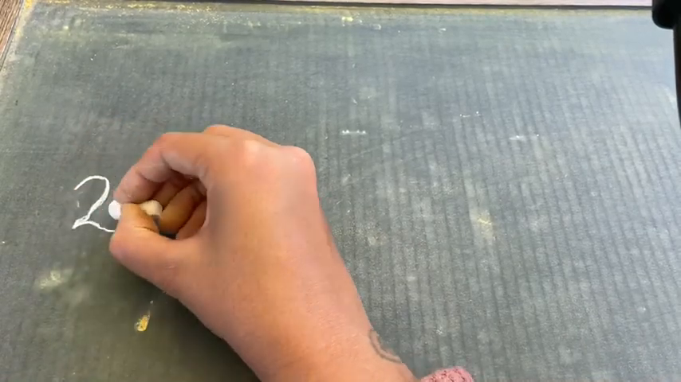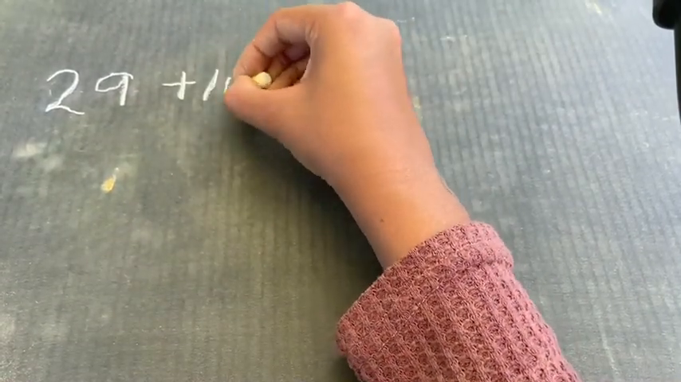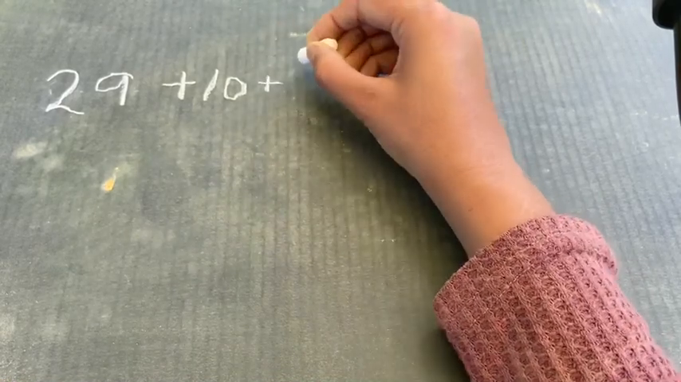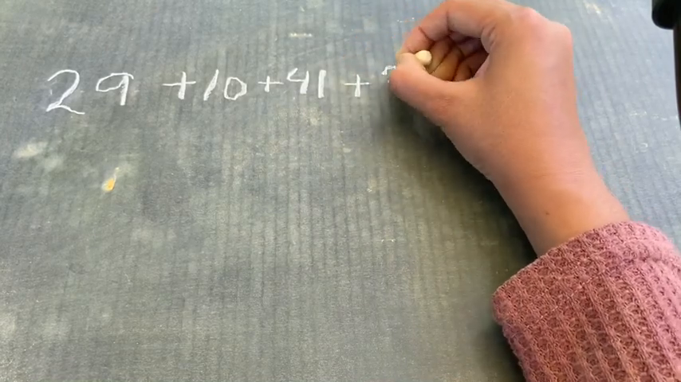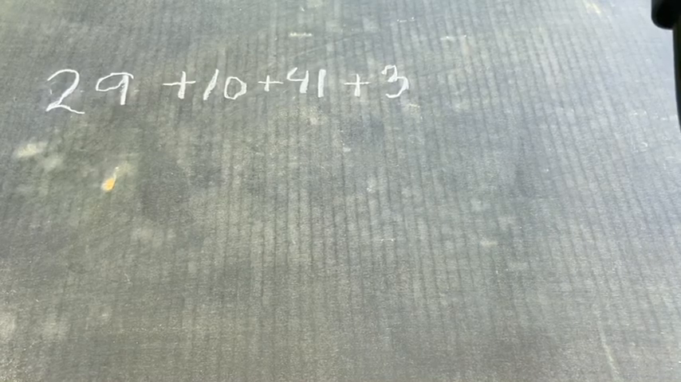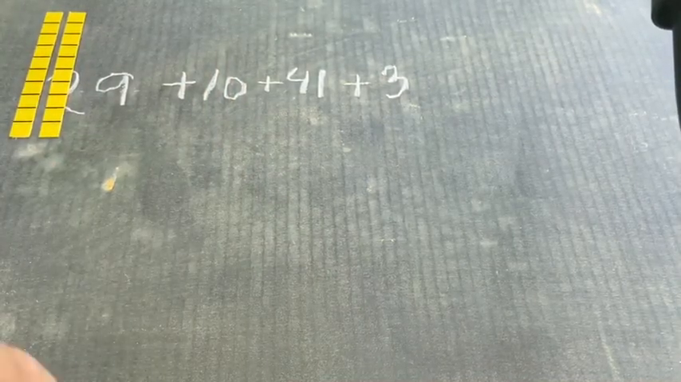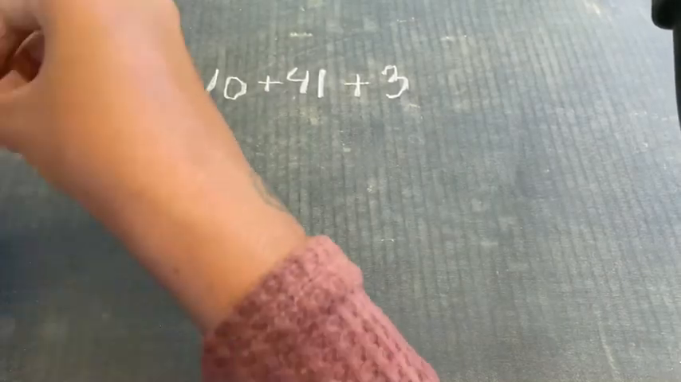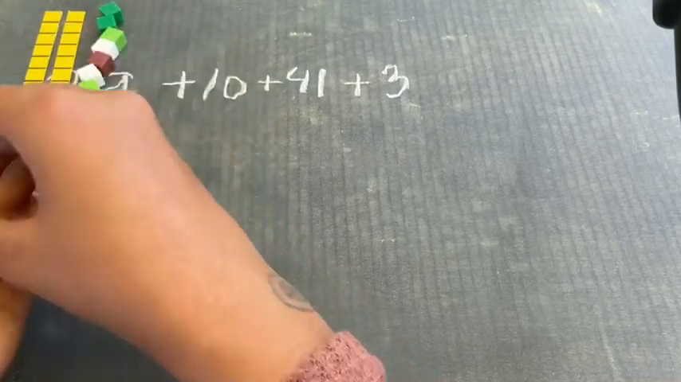Let's go ahead and add 29 plus 10 plus 41 plus 3. Okay. So 29, we know we have 2 tens in the number 29 and 9 ones. 1, 2, 3, 4, 5, 6, 7, 8, 9.